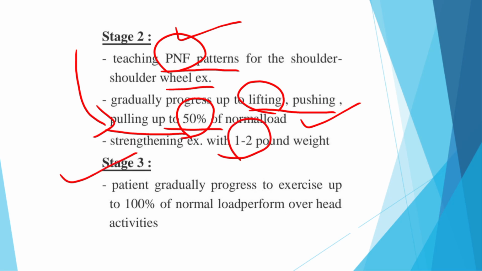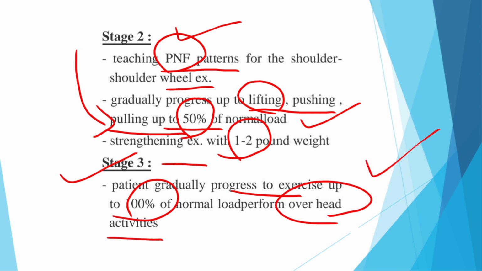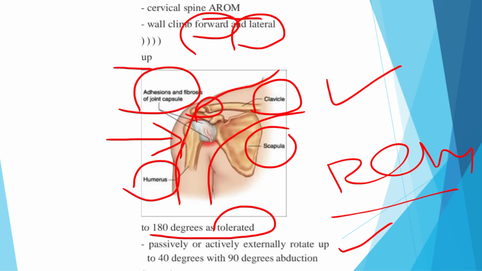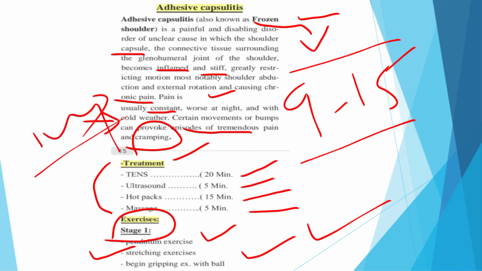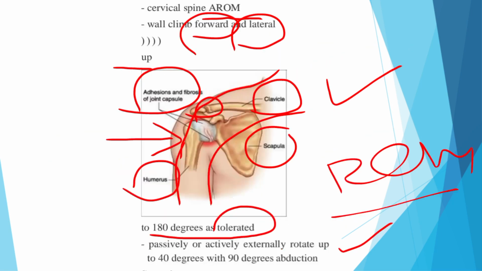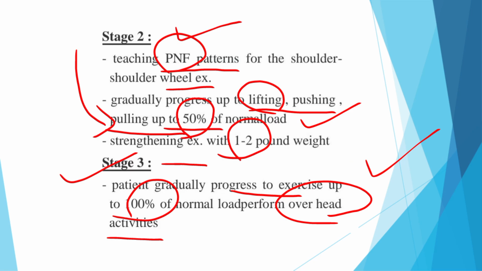In the last stage, stage 3, the patient gradually progresses to exercise up to 100% of normal load and performs overhead activities. Overhead activities mean abduction and external rotation can be done by the patient, which were previously restricted in frozen shoulder. These are our 3 stages. We discussed what frozen shoulder is, its common signs and symptoms, its treatment protocol, and its stages of exercises.